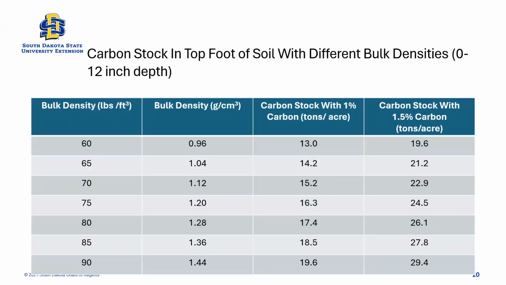So here is a graph where I have the US units, the metric units of bulk density, and how much carbon stock changes when it's 1% carbon and 1.5% carbon. So if you increase your pounds per cubic feet of soil by 5, the carbon stock increases by 1.2 tons per acre at 1% carbon and 1.6 tons per acre when the soil is 1.5% carbon. So a little increase in bulk density can really affect what your actual carbon stock is.